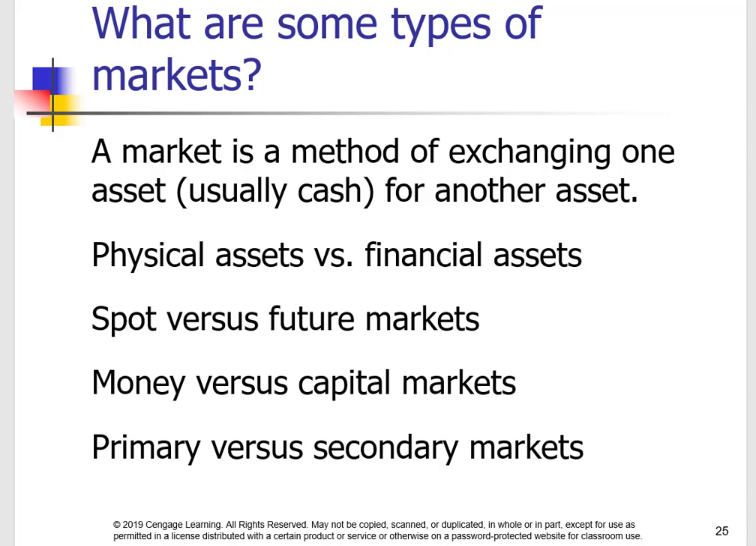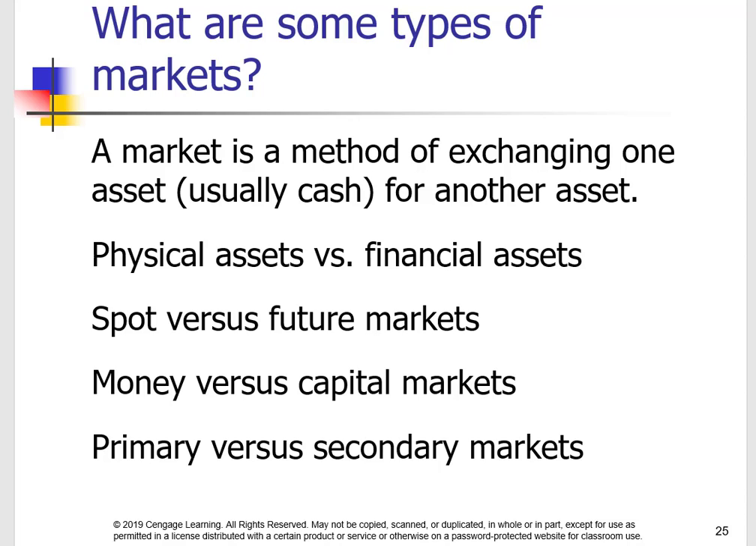So we can talk about physical assets, things that you can touch, like cars and trucks and equipment, and financial assets, which are stocks and bonds. We can talk about spot markets and future markets. If you go to Walmart and you buy something, you are participating in a spot market. Spot market implies you're buying at the current time. A future market, though, would be a delayed kind of purchase where you are investing today so that you can buy something 5 years from now.